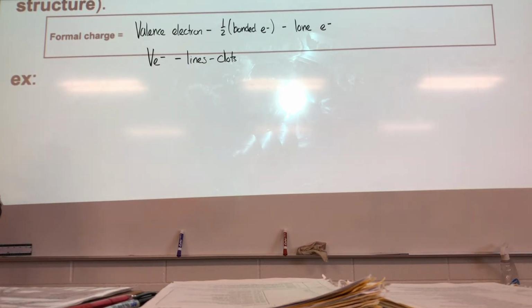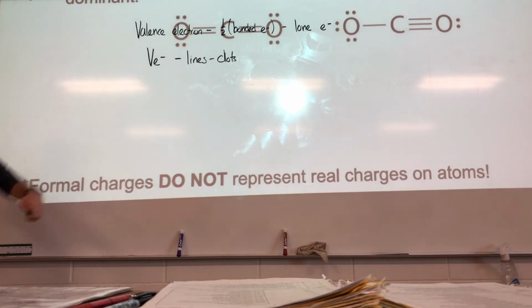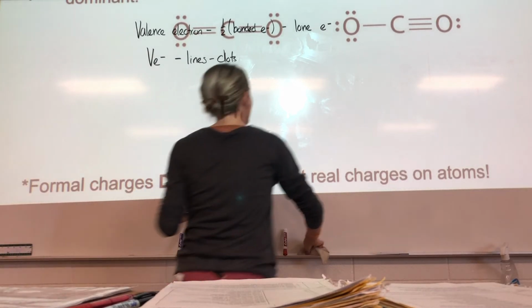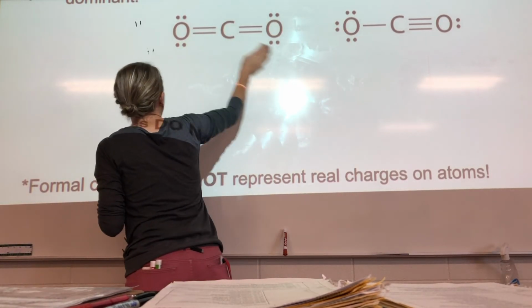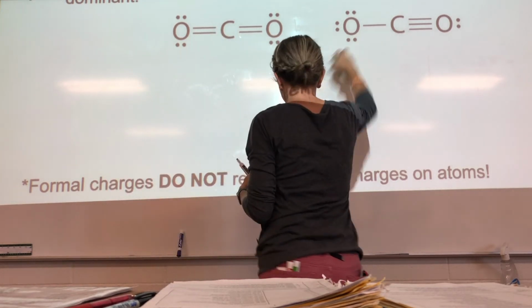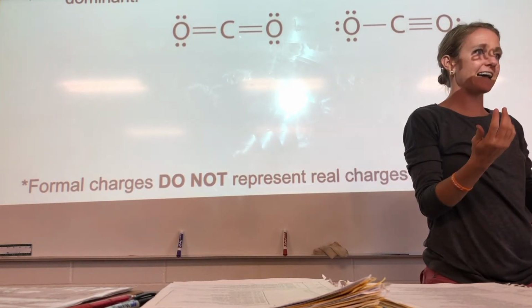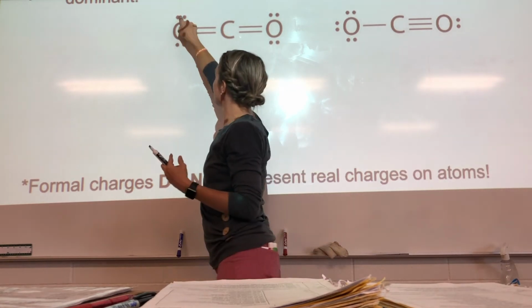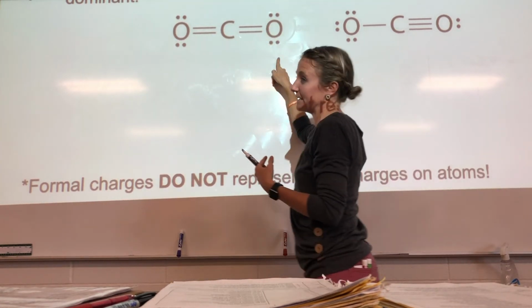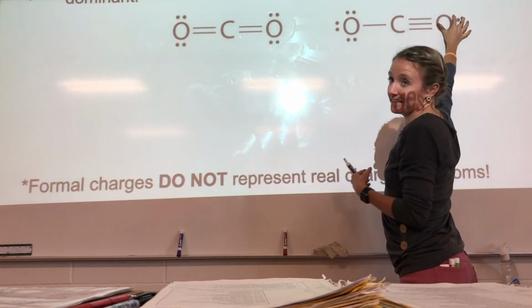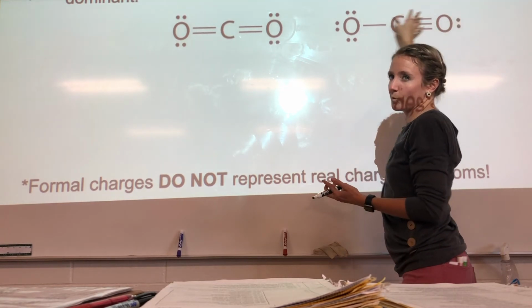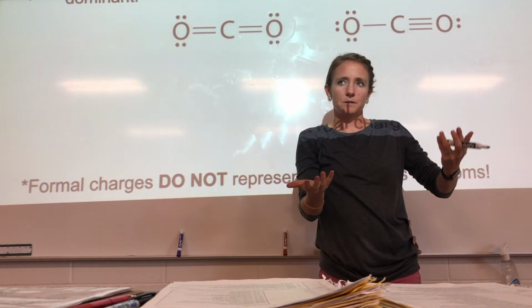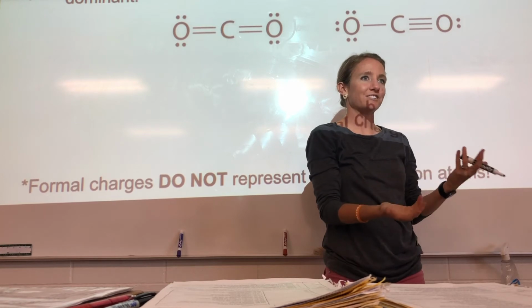Okay? So for example here, carbon dioxide can be drawn in either form. This way or this way. If you count up their octets, they're both happy, right? 2, 4, 6, 8, 2, 4, 6, 8, 2, 4, 6, 8. Same thing, 8, 8, 8. So the question is, which one is the right one? Formal charge is a way to check that.